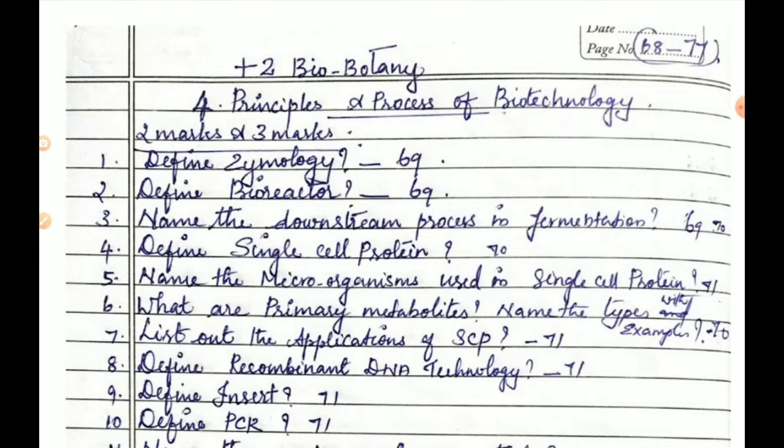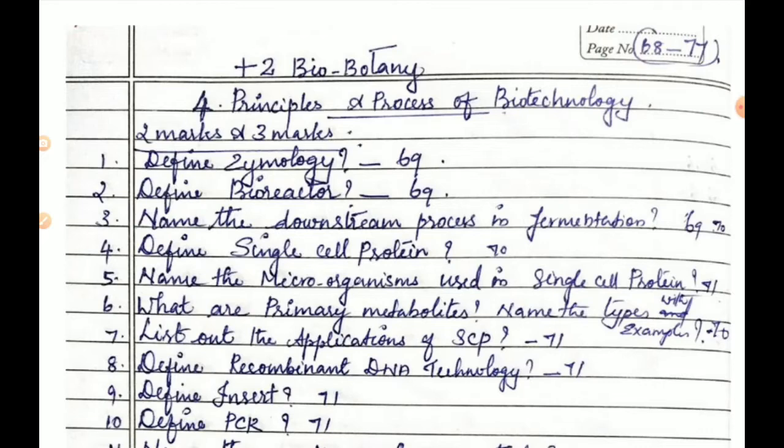Students, each one, that is bacteria, fungi and algae, can be a separate 2 mark question: what are the bacterial organisms, what are the fungal organisms used as SCP, and what are the algal organisms used as SCP? Each one is a separate 2 mark question, and together you study them for a 2 mark or 3 mark question.